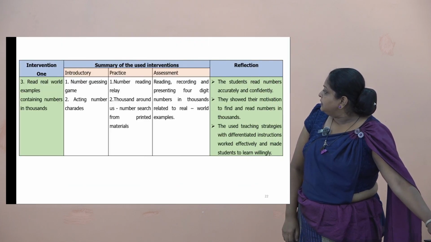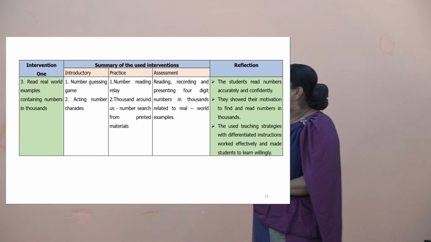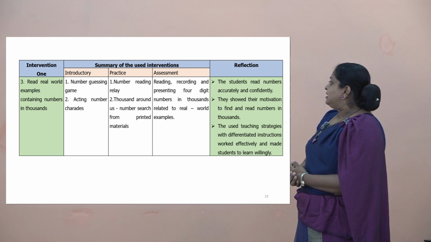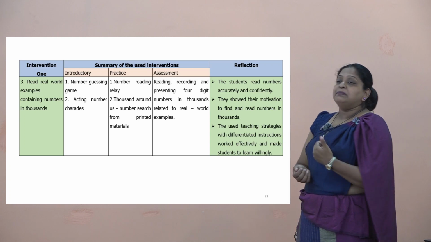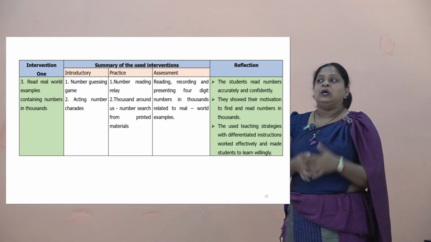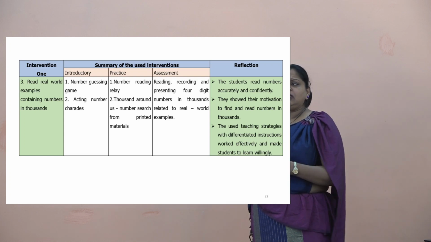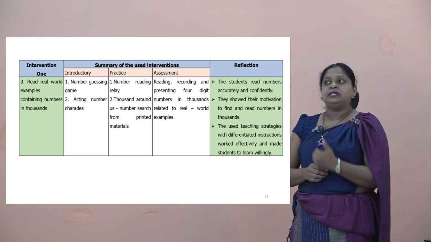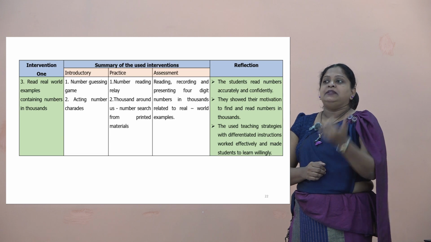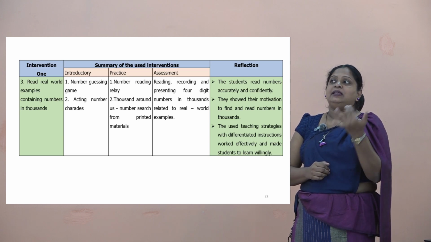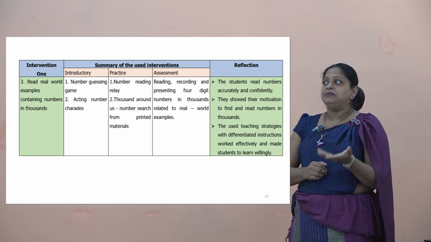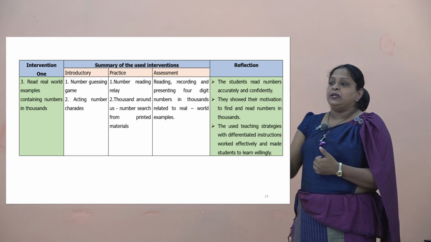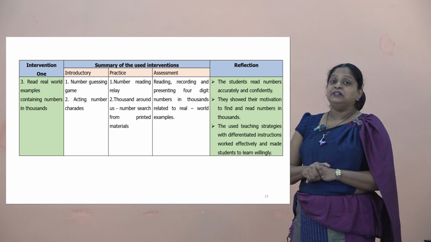When it comes to the third intervention, it was about reading real world examples containing numbers in thousands. At the introductory stage, I gave them the opportunity to have a number guessing game and number charades, where they acted out a number. I gave them 4 colors to differentiate place value. If it is tens, it was red color. If it is ones, I gave them blue color, and if it is hundreds, yellow color, and for thousands, a green color.